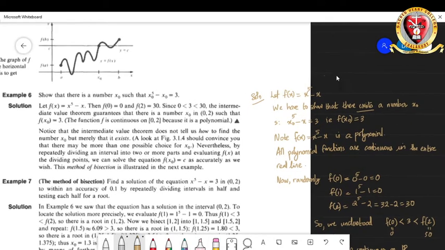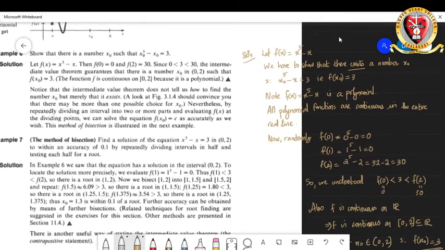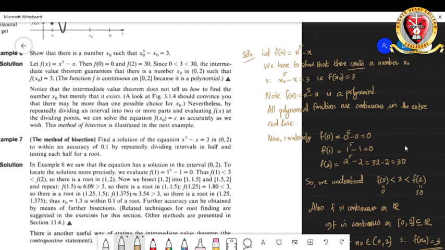When such a question comes and we have to apply the intermediate value theorem, we suppose f of x is equal to x raised to 5 minus x. We have to show that there exists a number x naught such that x naught raised to 5 minus x naught is equal to 3. That is, we have to show that f of x naught is equal to 3, because we have defined f of x like this. Note that this is a polynomial, and we already mentioned that all polynomial functions are continuous on the entire real line R. So keep that in mind.